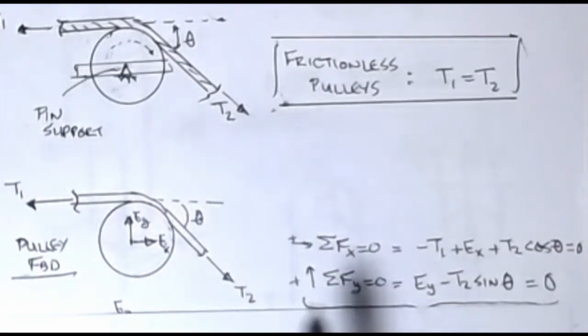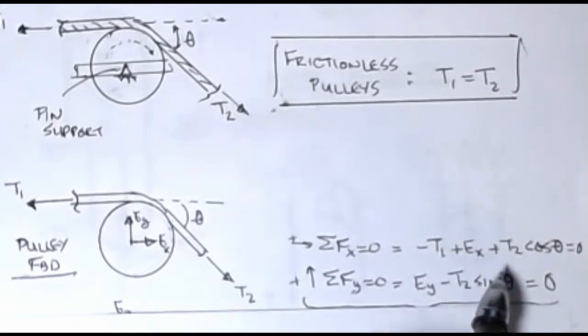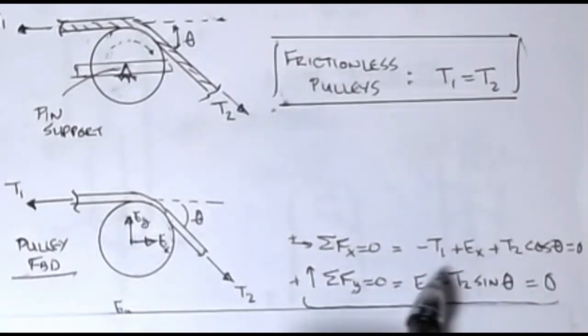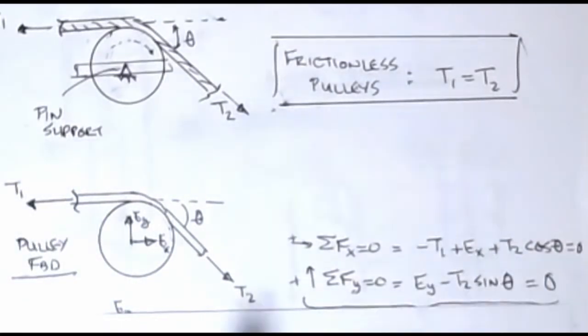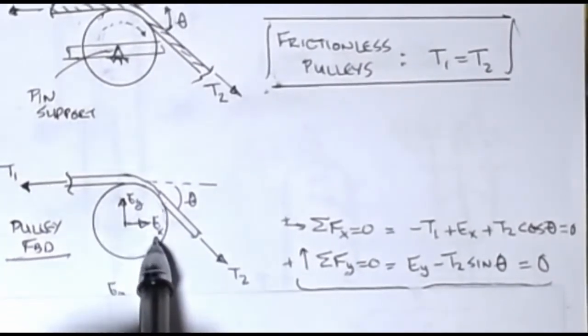Sum of forces in X equals 0. I'm going to assume to the right is positive. Minus T1 plus EX plus T2 cosine theta is equal to 0. You'll notice that if T1 equals T2 and I know the angle, I know everything except for EX, so I can find the value of EX.